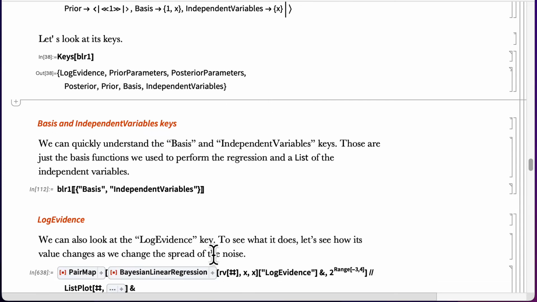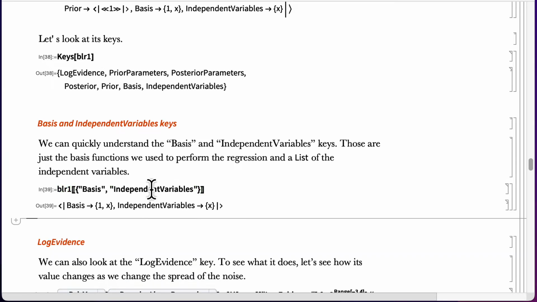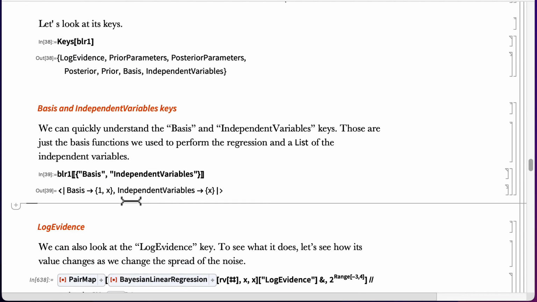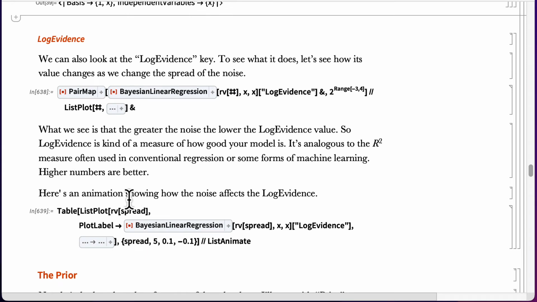All right, 2 of them are super easy: Basis and IndependentVariables. Okay? Basis is 1 and x, the constant term and x, and the independent variable is x. Done. All right, the LogEvidence key. What's that about? Well, I think the best way to understand the log evidence key is it's kind of a measure of how successful your model was in explaining the data.